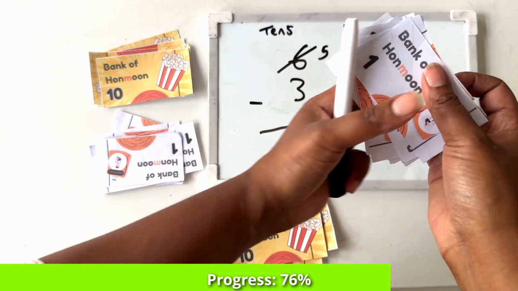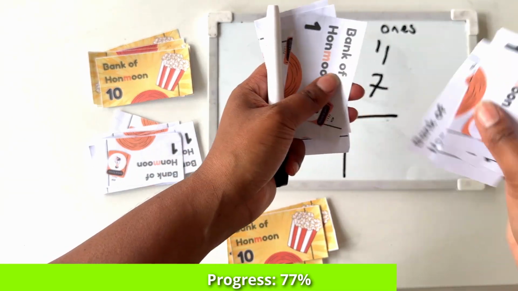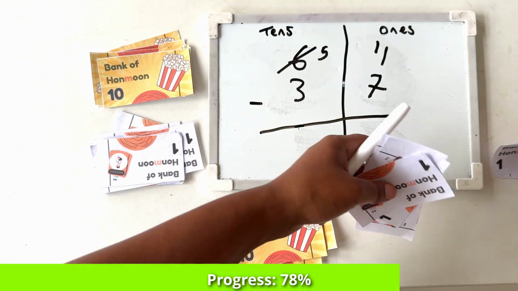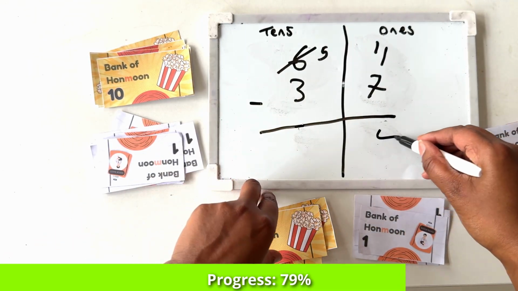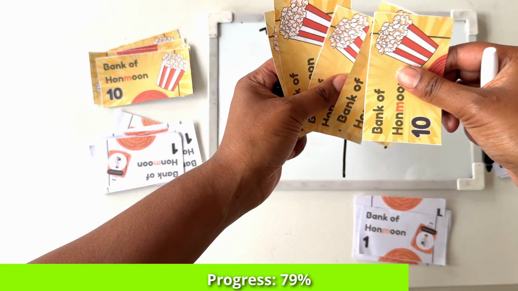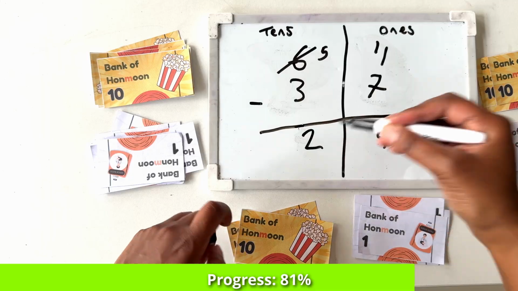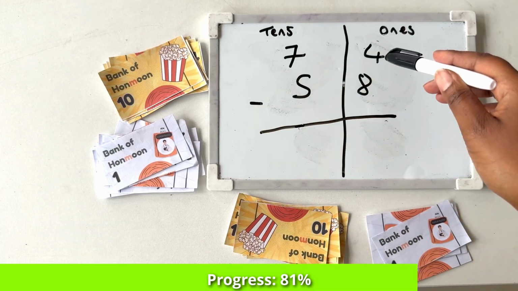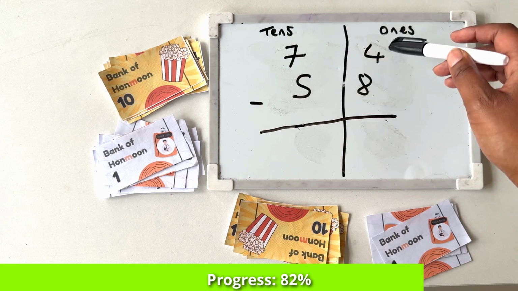Now we're going to take away 7. 1, 2, 3, 4, 5, 6, 7. Which leaves us with 1, 2, 3, 4. And 5 tens minus 3 tens leaves us with 2 tens. So we have 24. So now we have 74, and 74 minus 58.